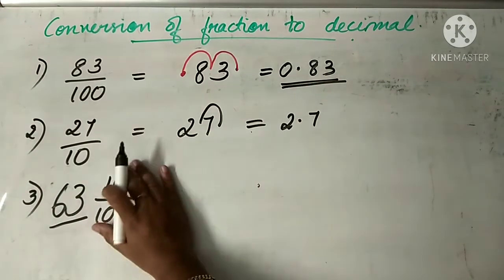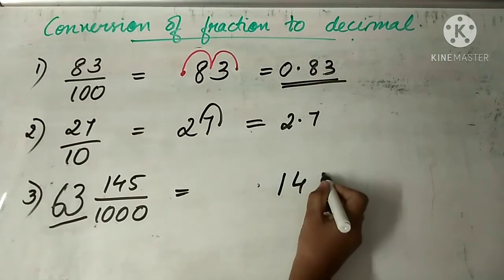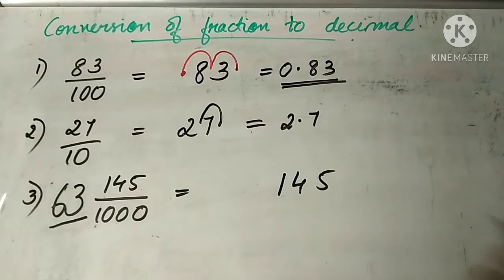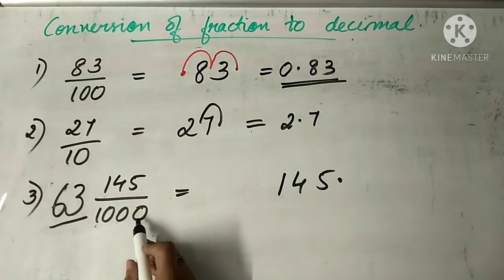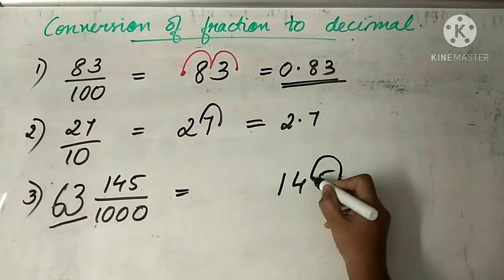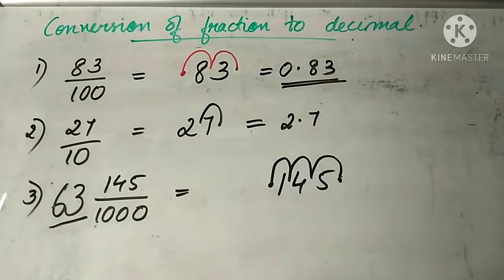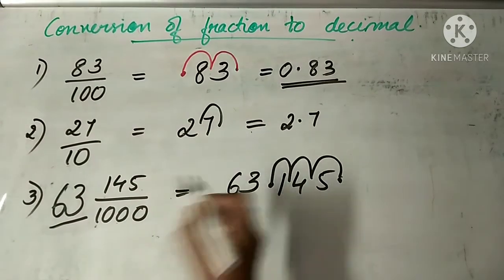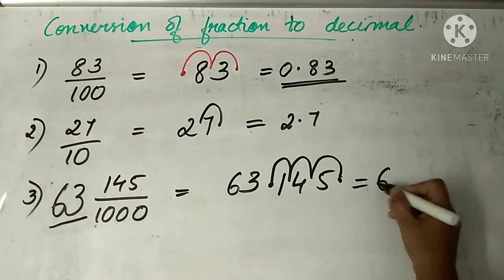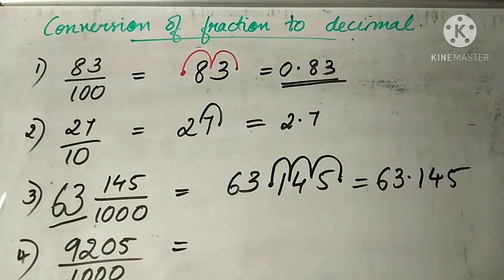First we will write the decimal part. We write the numerator 145. Now the point is here and the number of 0 is 3. So the point has to jump 3 times. 1, 2, 3. The point will come and stand here. Okay. Now write the whole number part, 63. So the answer is what? 63.145.